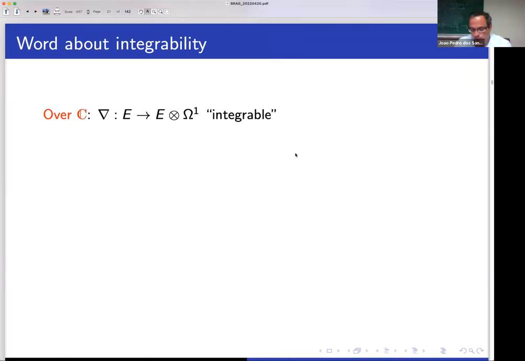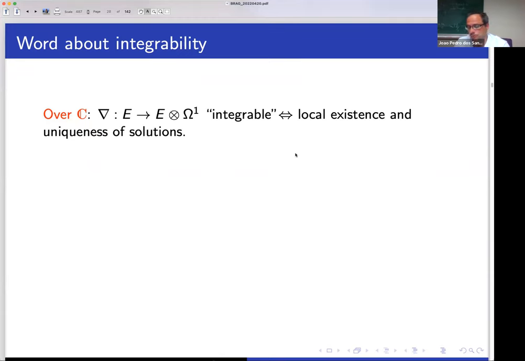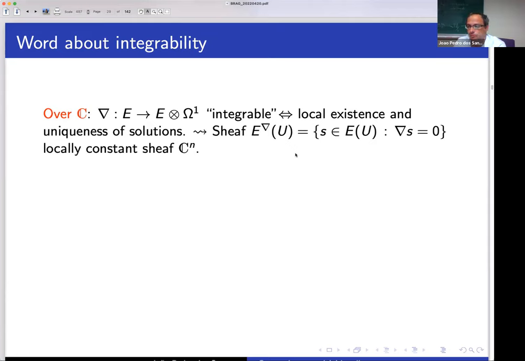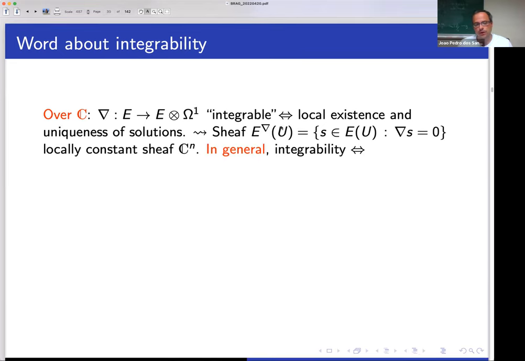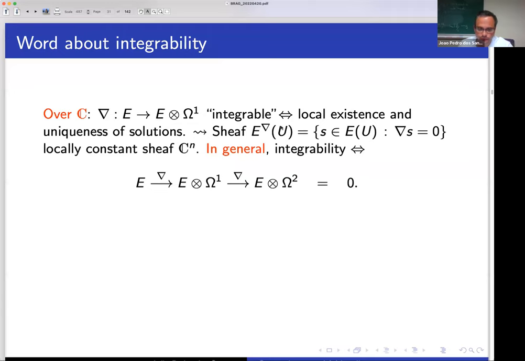So of course over C, integrable means that you can integrate. Because of Frobenius's theorem, you have existence and uniqueness of solutions. And this means that this sheaf of horizontal sections, E nabla, the sheaf of solutions if you want, is locally constant. Once you fix the section at some point, you cannot go anywhere different. So once you fix the initial values, the solution is determined in a neighborhood all over. But in general, I just want integrability since we want to do algebra also. So in general, integrability just means that when you compose this twice, you get zero. So you do nabla twice and it gives you zero.